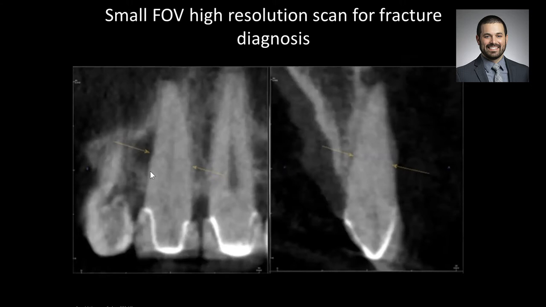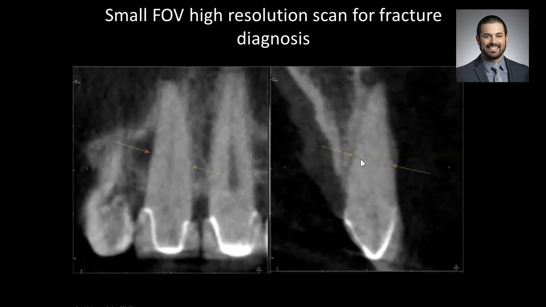If you are suspicious of a fracture, be it vertical or horizontal or cracked tooth, go for the highest resolution you can. Many times with cracked tooth, because of restorations, we can't tell what's going on in the crown. But in a case like this, occasionally we'll just get a hint of the smallest possible visible horizontal root fracture. And there's, of course, a bony reaction here and here, which is giving it a clue.